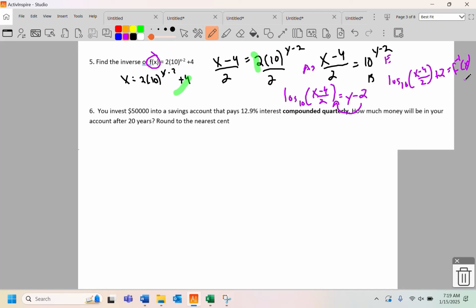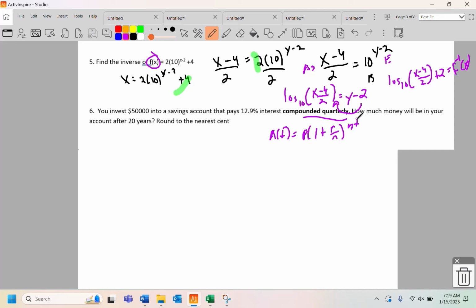You invest $50,000 into a savings account that pays 12.9% compounded quarterly. Now, I am not going to let you use this twin on Friday's quiz. You're going to have to learn your formulas, okay? So, not using this twin. The formula for compound interest is, the amount after time is the principal times 1 plus r over n raised to the nt.